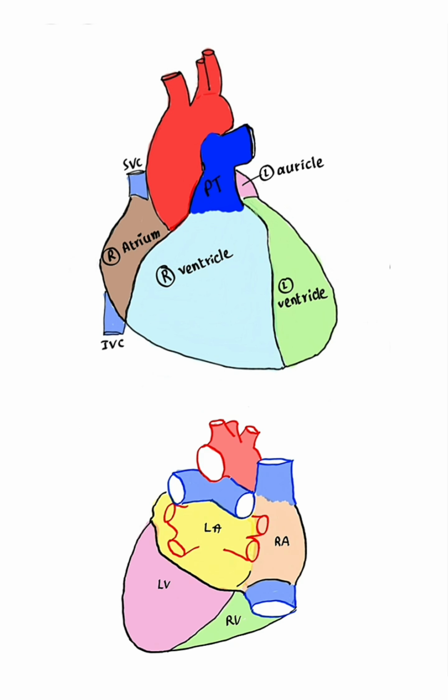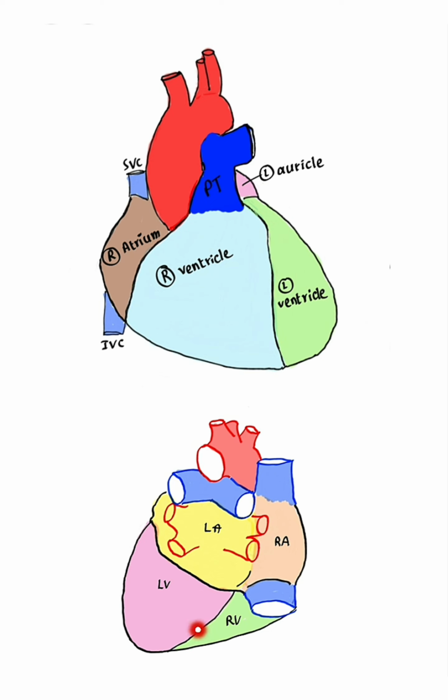Now let's revise the surfaces of the heart. Anterior or sternocostal surface, it is formed mainly by right atrium, right ventricle, partly by left auricle and left ventricle. Left atrium is not seen on the anterior surface as it is covered by aorta and pulmonary trunk. Most of this surface is covered by left lung. A part of it is uncovered. This uncovered area is known as the area of superficial cardiac dullness.